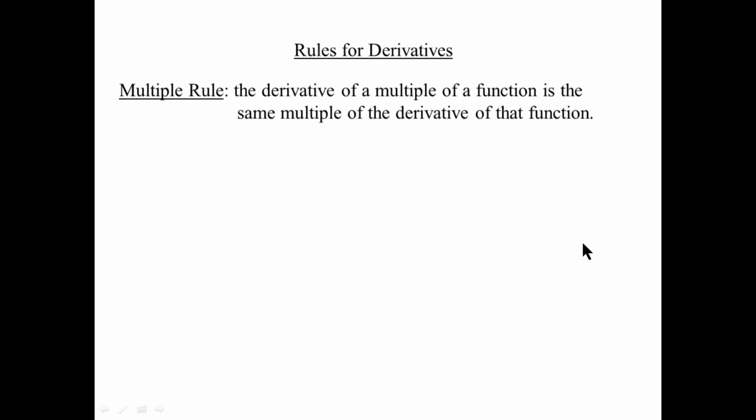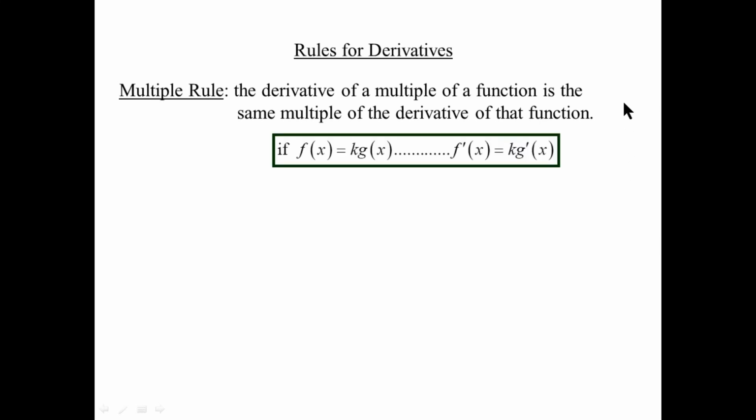More rules for derivatives. The multiple rule. The derivative of a multiple of a function is the same multiple of the derivative of that function. What this means is, if f of x is a multiple of g of x, so if f of x equals k g of x, then f prime of x is k times g prime of x.